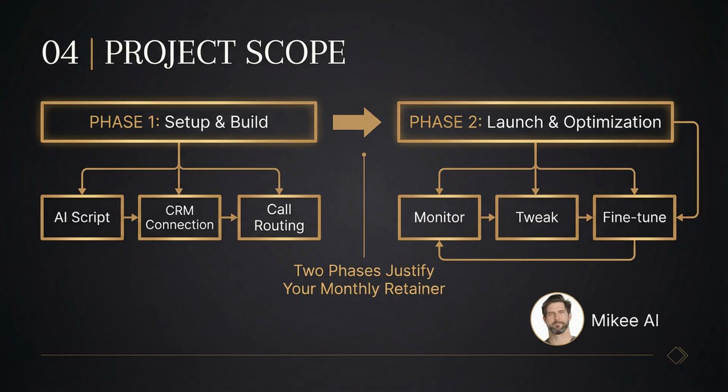Phase two is launch and optimization. Once the system is live, you don't just walk away. You monitor performance, track conversations, tweak responses, and fine tune the automations based on real data. This phase is crucial because it justifies your monthly retainer. You're not done after setup. You're improving it over time. That's how you create long term clients who pay you month after month.